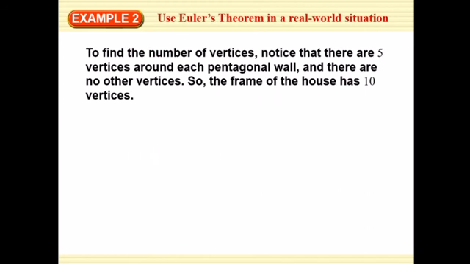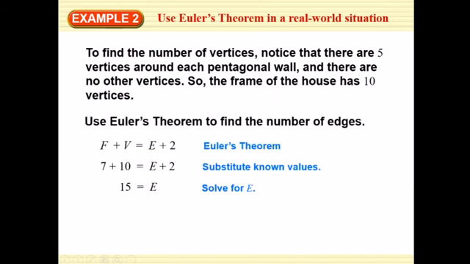So the frame has 10 vertices, and using Euler's theorem, which can be really difficult to do off of that picture, so substituting in those values, I get f plus v equals e plus 2, 7 plus 10 equals e plus 2, and the number of edges is 15.